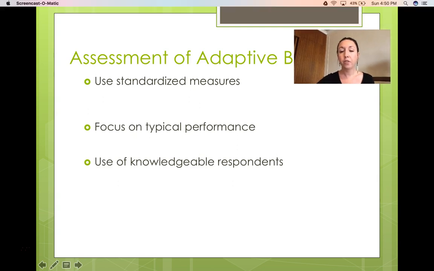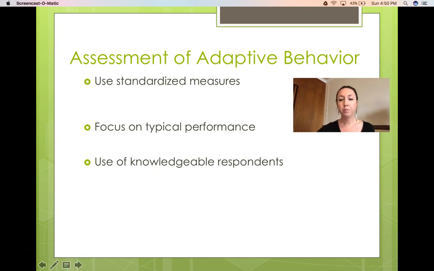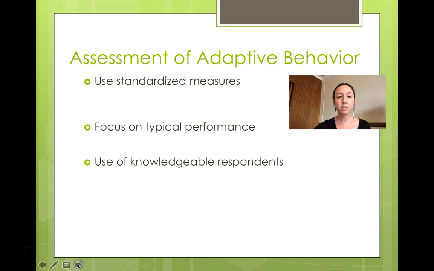So how do we assess for adaptive behavior? You want to make sure that we're using a standardized measure, just like when we are assessing for cognitive abilities.